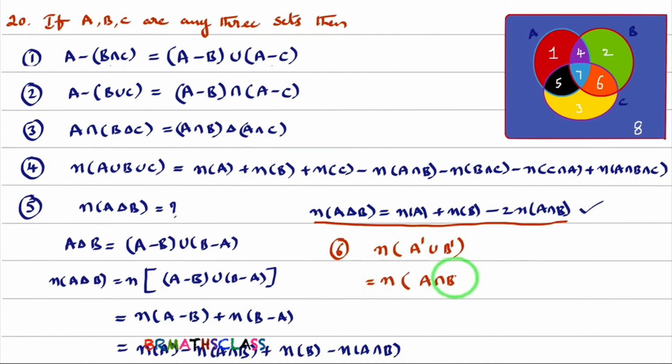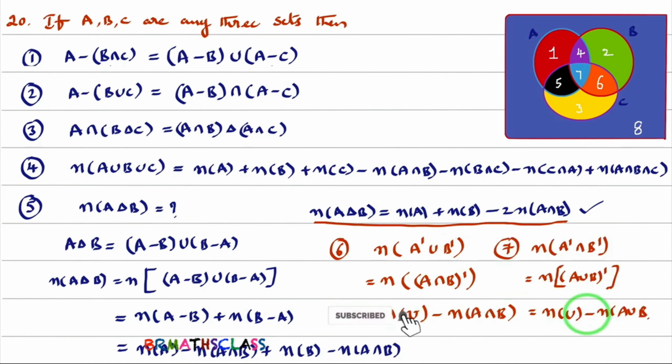Recently we learned that (A intersection B)' means not (A intersection B). What is the formula for this? It is n of the universal set minus n of A intersection B. It can be understood easily. So n of (A' union B') formula is n of U minus n of A intersection B.